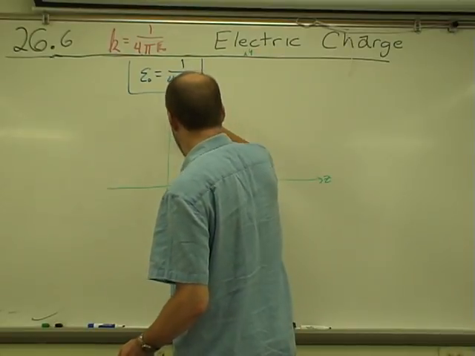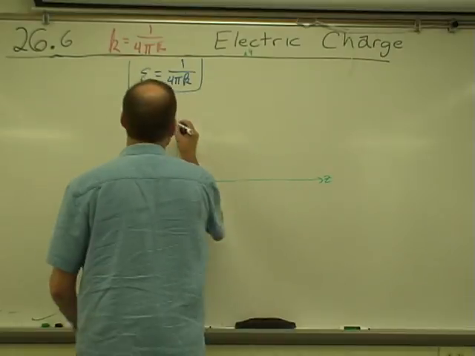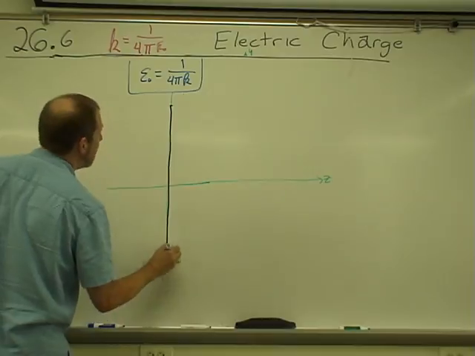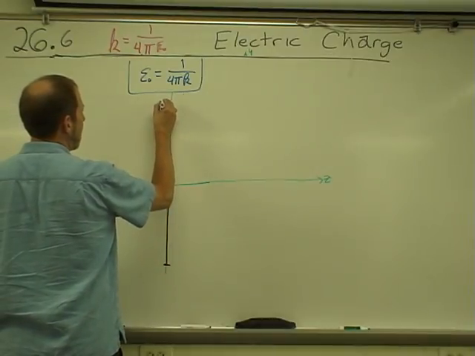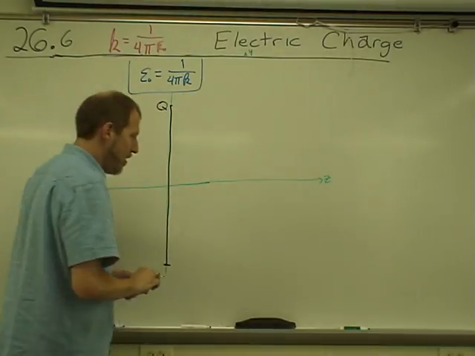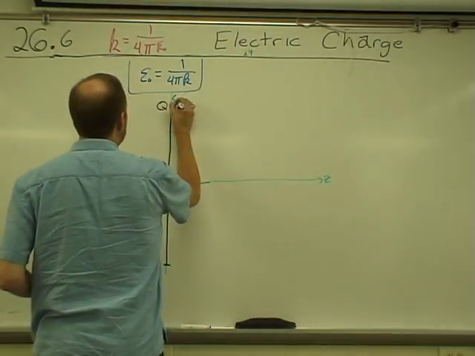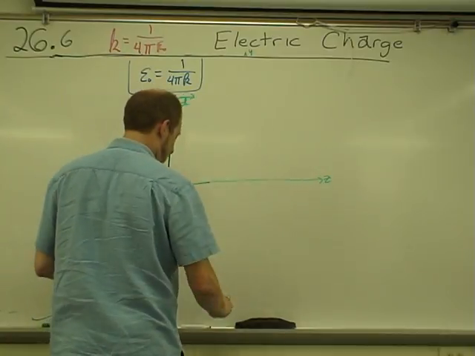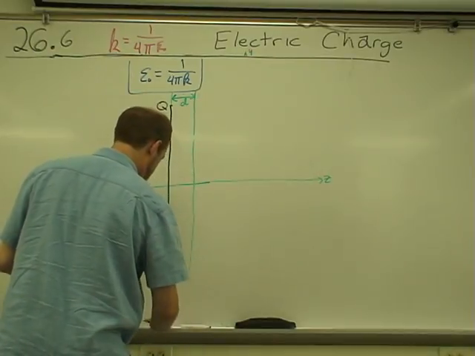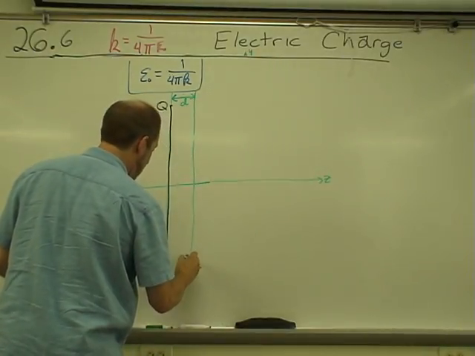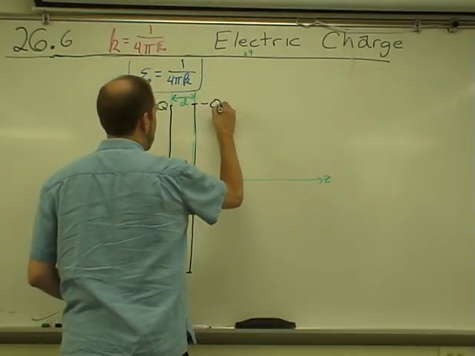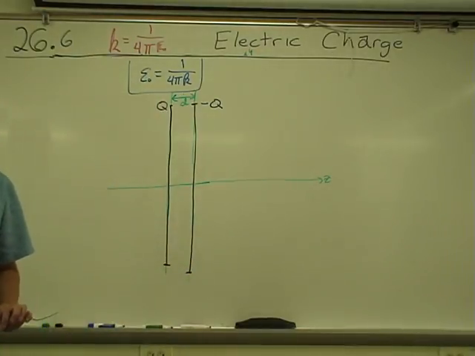But suppose that I've got a disk of charge with a total charge Q. Now, some separation d away, I've got another disk of charge, and here, that has a total charge of negative Q.